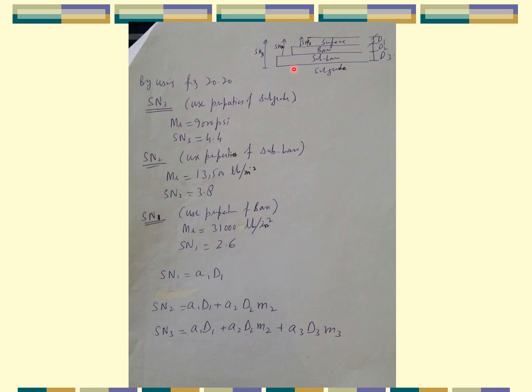SN2 is meant for base plus surfacing, and beneath that you have the subbase. That is why we have used the properties of the subbase. Then comes SN1. Here use the properties of the base. The modulus of resilience of the base is 31,000 pounds per square inch. So SN1 from the nomograph is 2.6. Now you will have to use these equations. First this one, then this, then this. This would be the order.